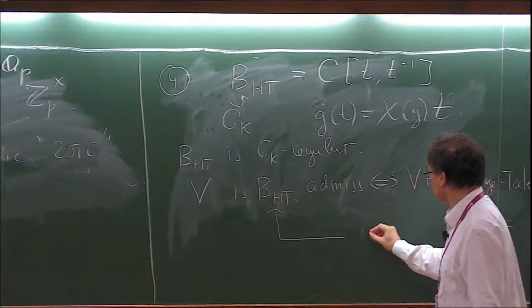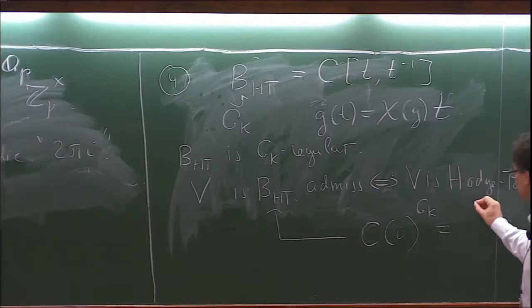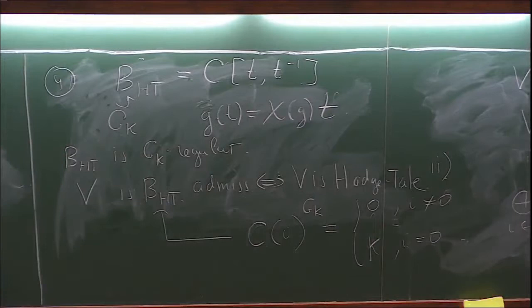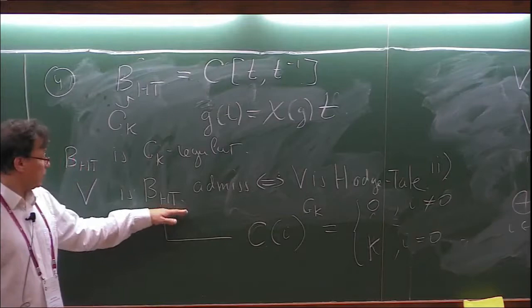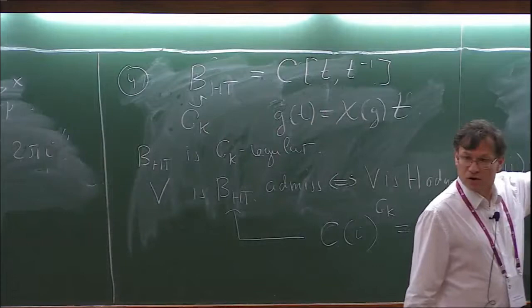And concretely, Tate proved that if we take C twisted by the cyclotomic character and we consider its Galois invariants, they are zero if i is non-zero, and this is K if i is zero. Yeah. So the problem with BHT is that this ring has a very poor structure. So it recovers only Hodge-Tate weights with multiplicities.